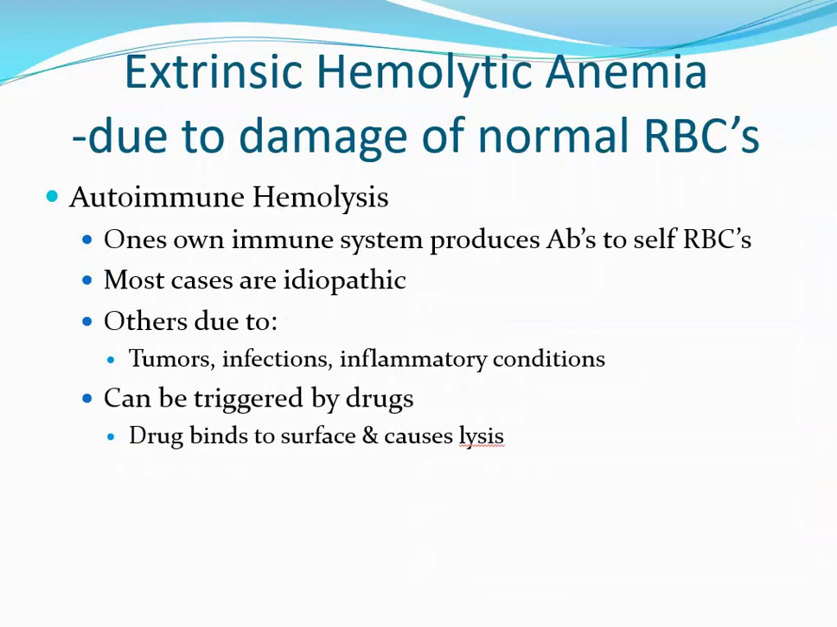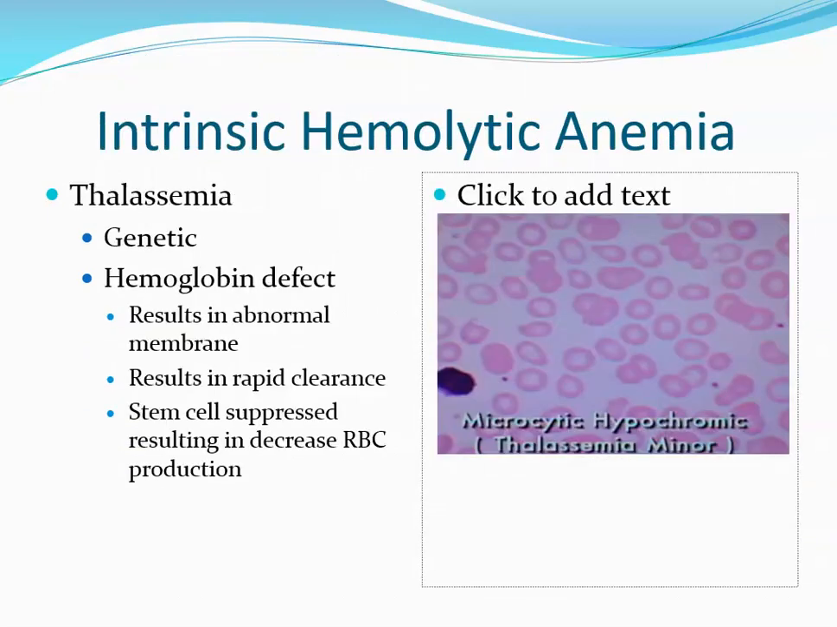Another example of an intrinsic disease is thalassemia. This too is a genetic disorder due to hemoglobin defects. The most common forms arise from a defective production of beta globin, which is part of the hemoglobin. This also results in an abnormal membrane. Because of the defective membrane, these cells are cleared much more rapidly from the body. And this gene also somehow suppresses mitosis of the stem cell, so the overall number of red blood cells produced will fall.